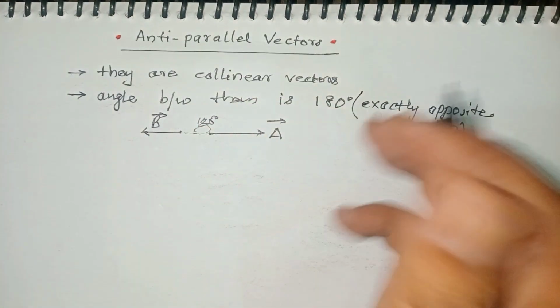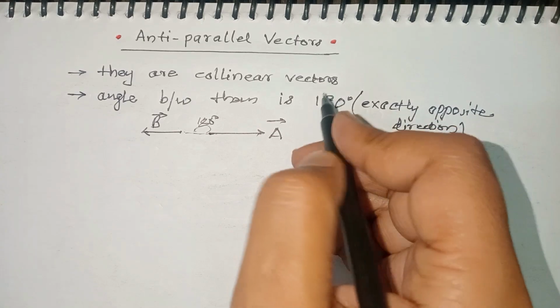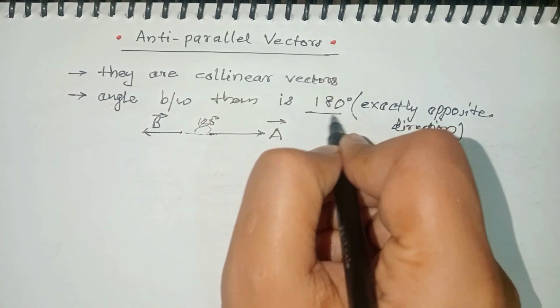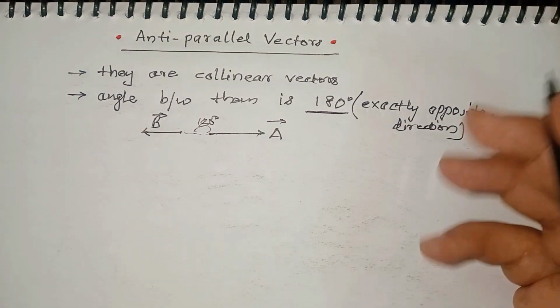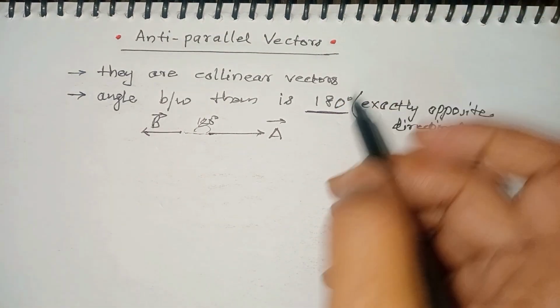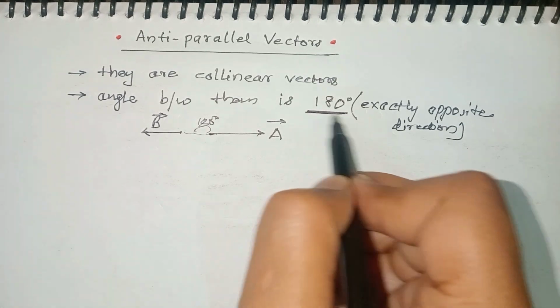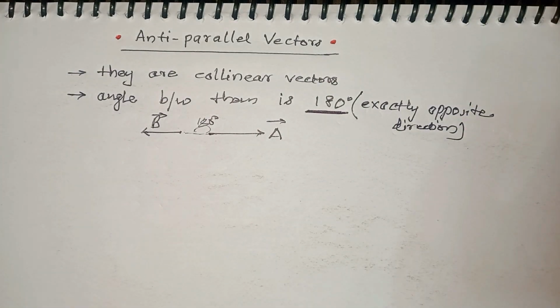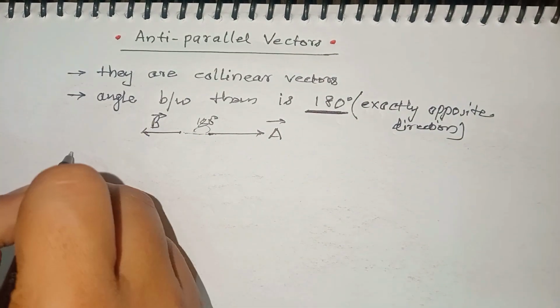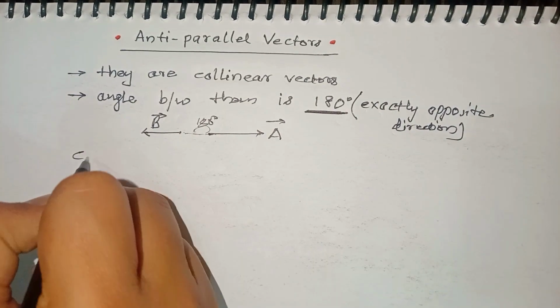Its arithmetic is the same as parallel vectors, but the only difference is that here theta is 180 degrees. The angle between them is 180 degrees. It is the major point of the definition, the defining point. Theta is 180 degrees. Now let's see its condition. How can we recognize that the vectors are anti-parallel? Let's see the condition for this.